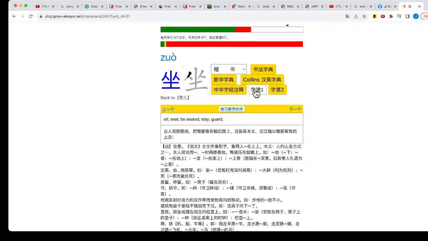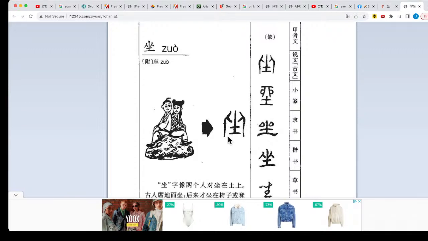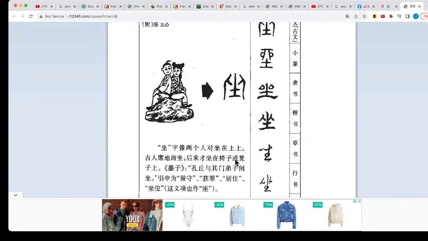So let's take a look at this character. Now this one is also very, very straightforward. The old character is basically two people and then the dirt, 土, which means dirt. So it means that the two persons are sitting on the dirt. Now, in the ancient times, they didn't have lots of furniture like tables and chairs and things like that. So they sat on the ground. If you were well off, then you could put some kind of sheet over the ground. Basically they kneel down and sit on their feet. So this is 坐.